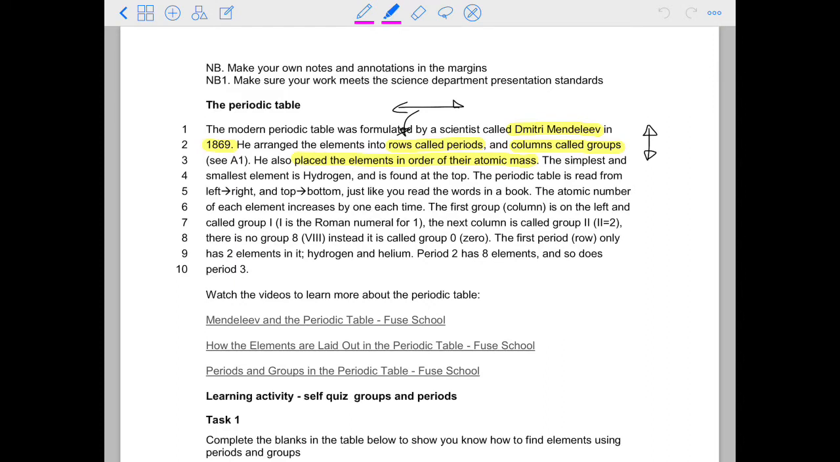The atomic number of each element increases by 1 each time. So those are the numbers we used in our memorization thing. All right, so the first group is called group 1. That's what we talked about. The next is group 2. And again, there is no group 8. Instead, we call it group 0. All right, and as I said as well, the first period only has 2 elements, hydrogen and helium. Period 2 has 8 elements, and so does period 3.